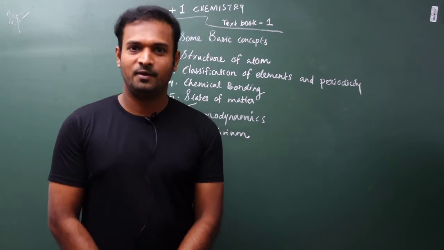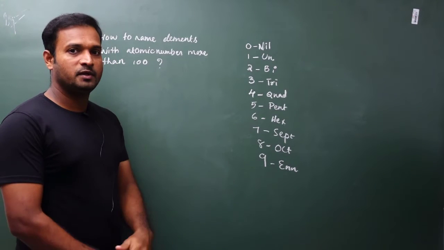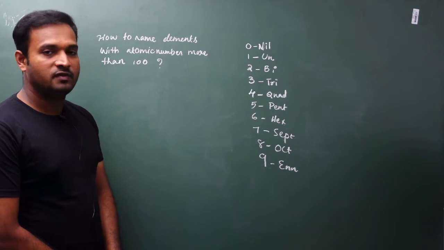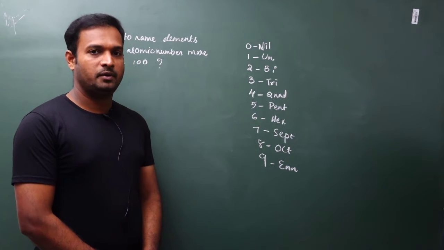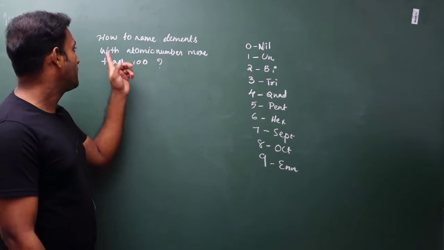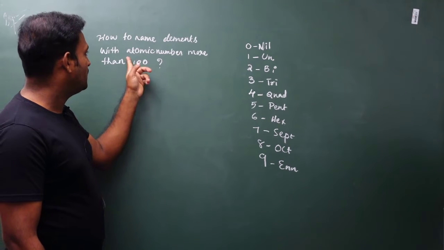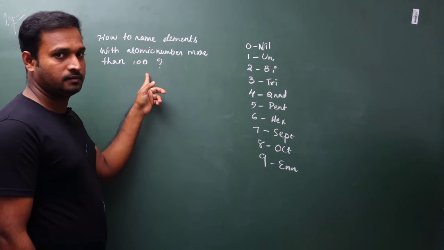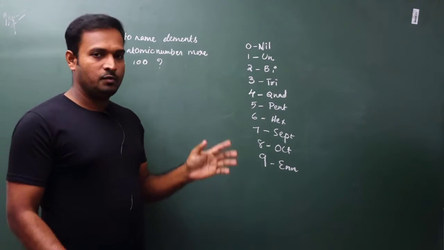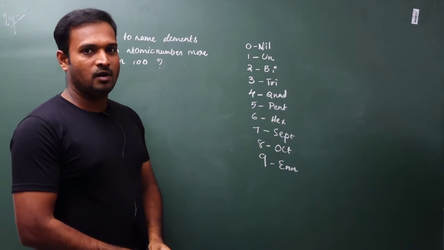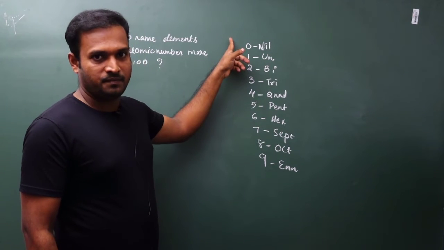Okay. Thank you. Now we are going to study a portion from your textbook. It's a portion from your third chapter, periodic table. The question is, how to name elements with atomic number more than 100? For that, you must first study the numbering system.